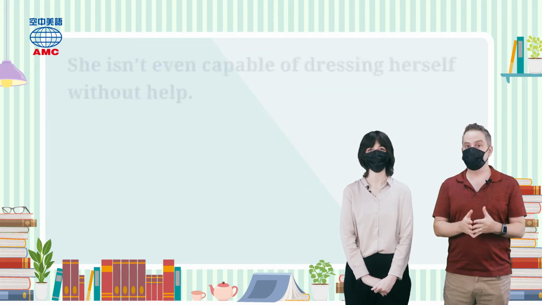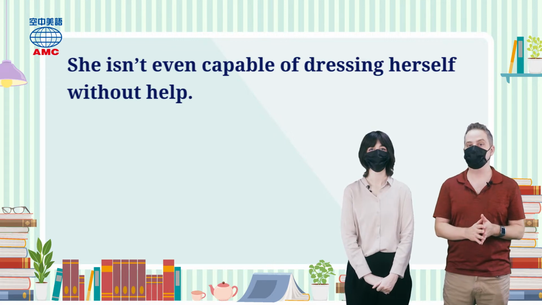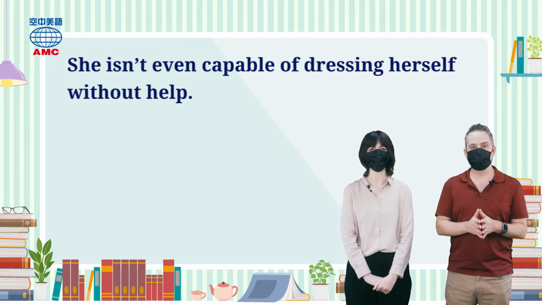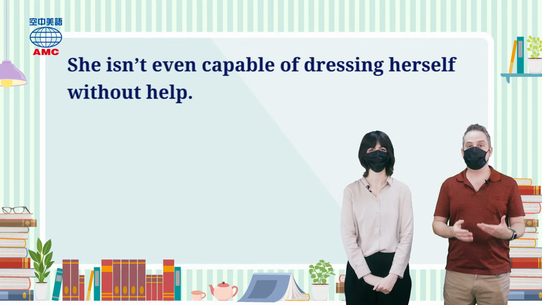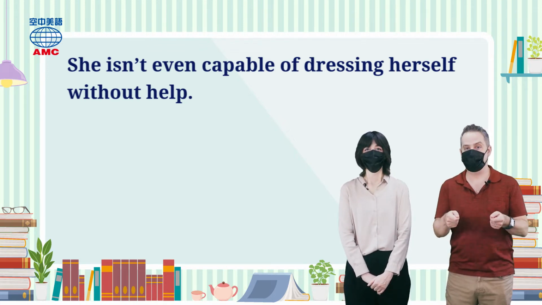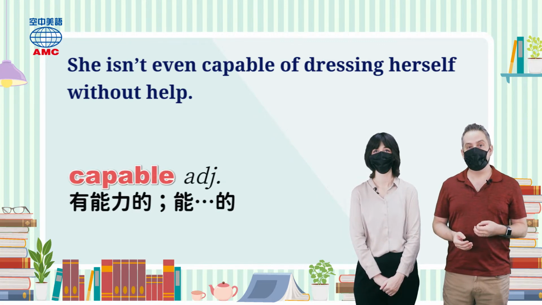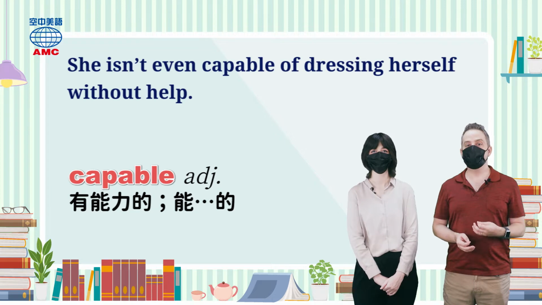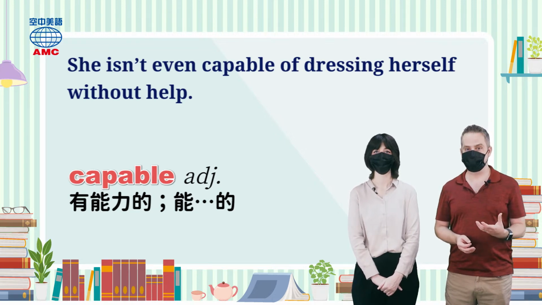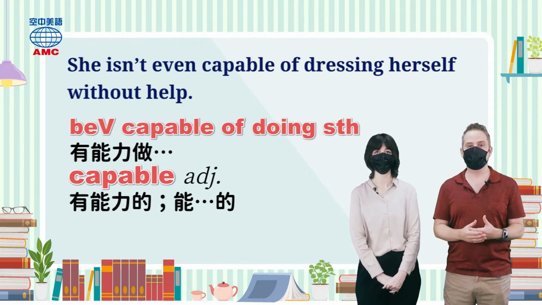Yeah. And we see in the article, she isn't even capable of dressing herself without help. That's pretty bad. Yeah, she can't dress herself. She can't put her own clothes on properly unless somebody is helping and holding them for her. And we say she's not capable of it. If you're capable of something, you have the ability to do something. And we use be capable of this thing to stress that idea.